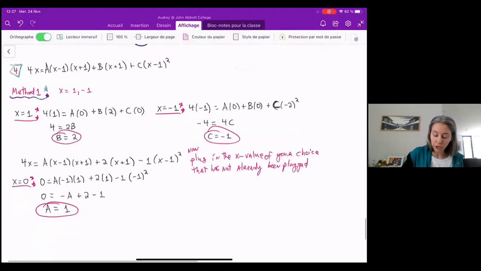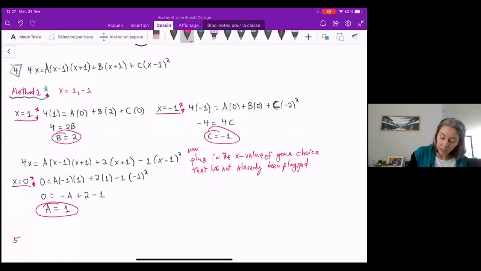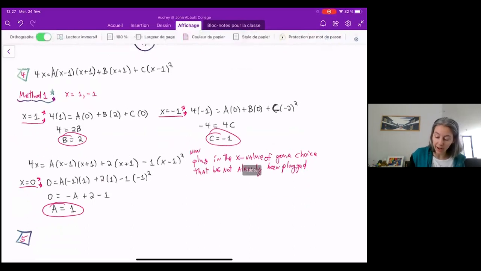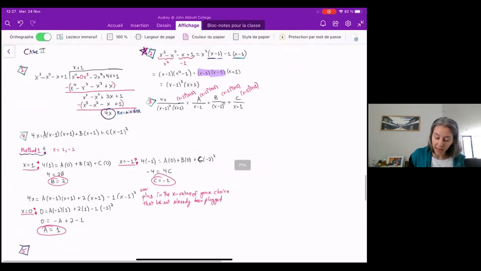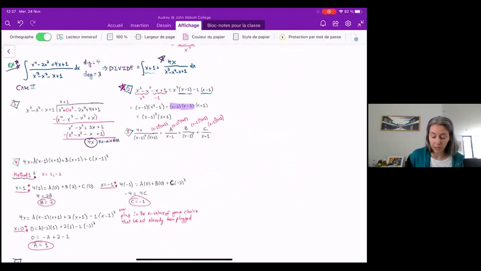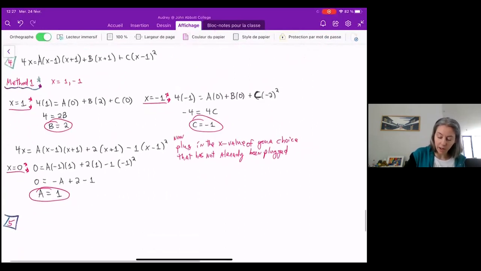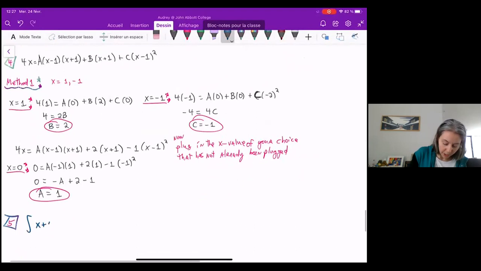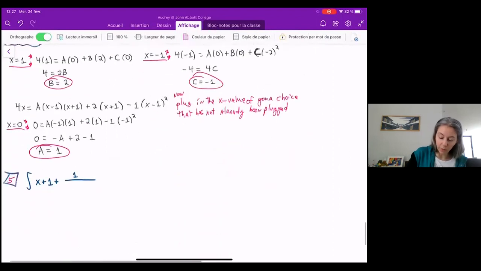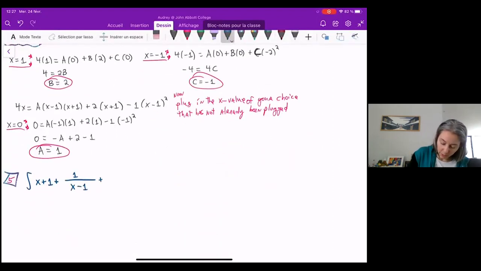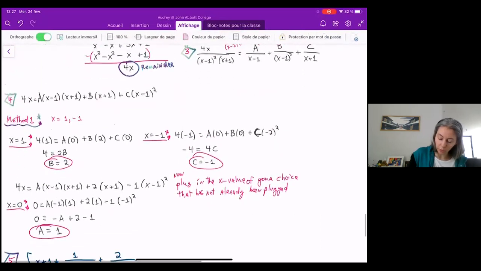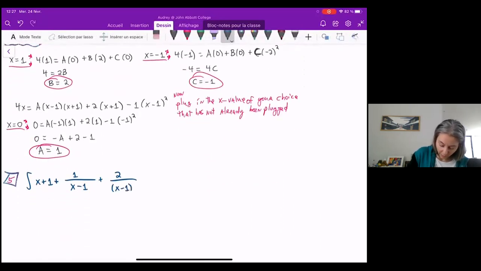I'm on to step 5, which tells me to rewrite the integral. In this case, don't forget that we started off by dividing. So we had that x plus 1 out front. So I need to remember to write that when I'm rewriting the integral. It is somehow easy to forget. So here I will have the integral of x plus 1 plus a, which is 1, over x minus 1, plus b, which is 2, over x minus 1 squared, and then c, which is negative 1, over x plus 1 dx.